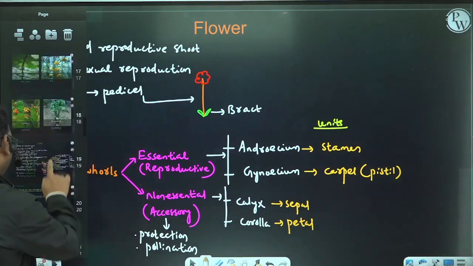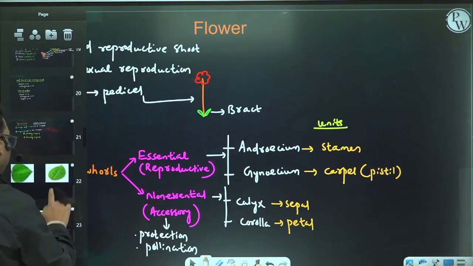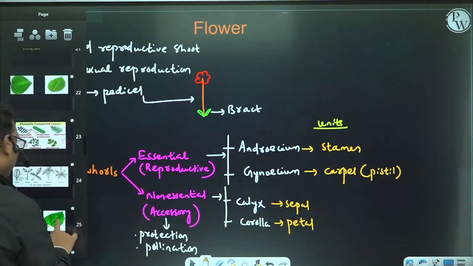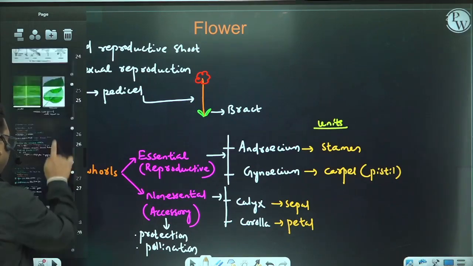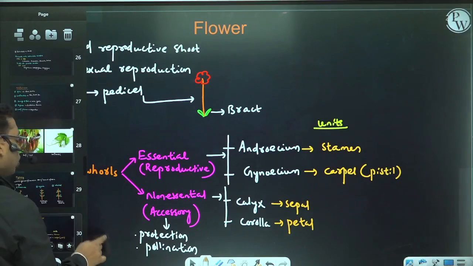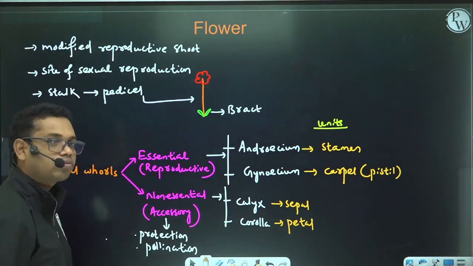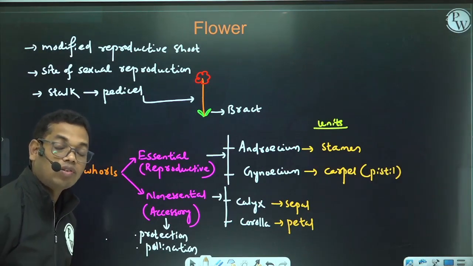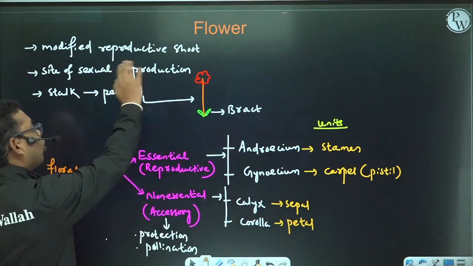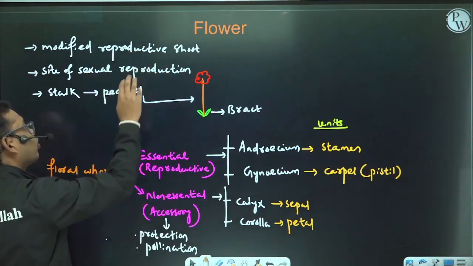Okay, so the flower is a shoot, and this is a modified shoot, and this is meant for reproduction, and that is why we call this flower a modified reproductive shoot. What do you call this flower? We call this a modified reproductive shoot, and this is the site where sexual reproduction takes place.